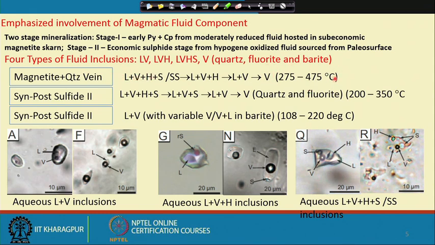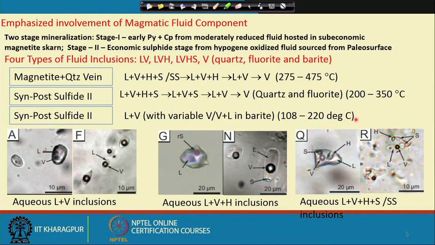they have a homogenization range of 275 to 475, and the inclusions containing a single solid phase, halite, and liquid vapor inclusions had temperature of homogenization from 200 to 350 degrees Celsius. The liquid vapor inclusions present in the quartz in the infilling of the breccia represented both the sulfide deposition stages, having homogenization temperature within the range of 108 to 220 degrees Celsius.